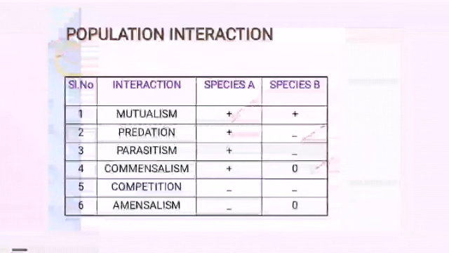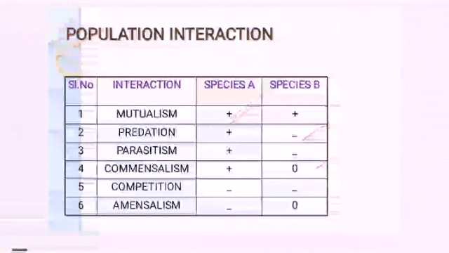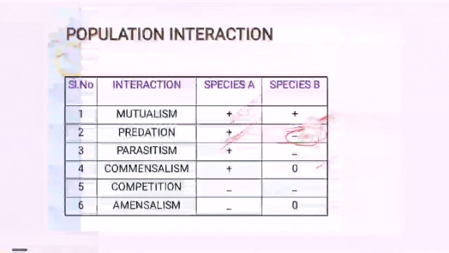Plus refers to the interaction in which the organisms are benefited, meaning they are having a positive effect. And what do you mean by minus? Minus refers to the organism being harmed or having a negative effect, which we call a detrimental effect, indicated by minus. In predation, one organism is benefited, having a positive effect. For example, a dog and a cat are fighting with each other, the dog is benefited, plus, and the cat is harmed, so that is minus.